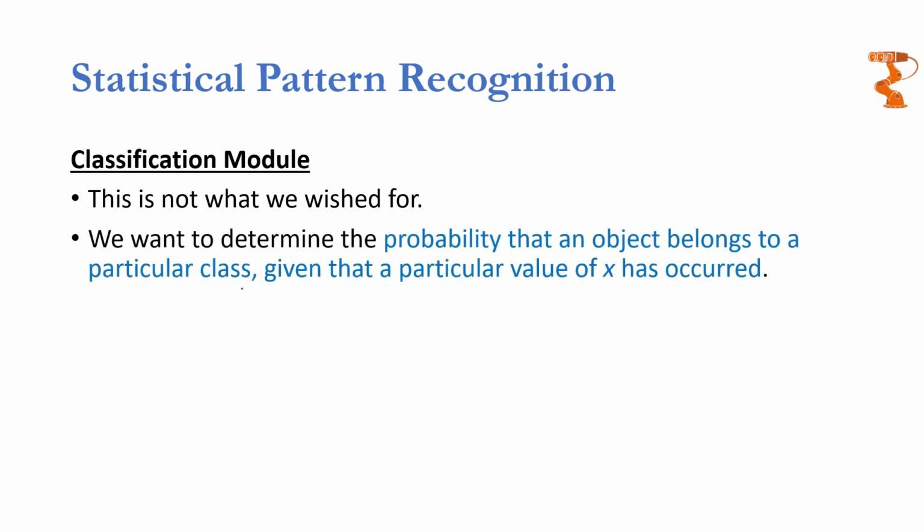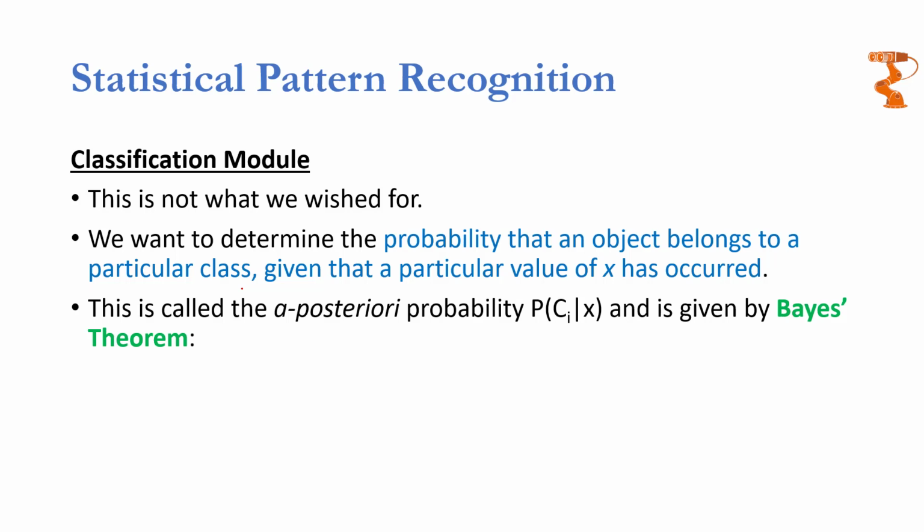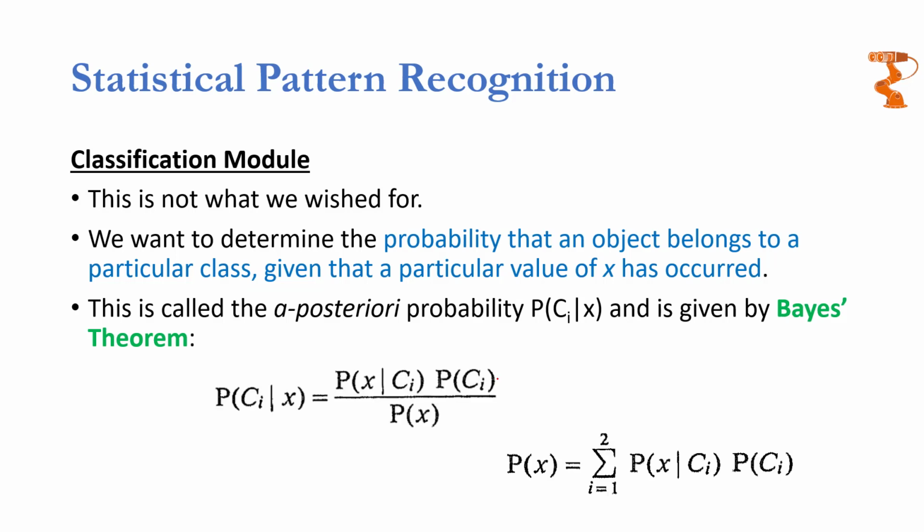We wish for neither the a priori probability nor the conditional probability. What we wish is the probability that an object belongs to a particular class given its circularity value. This probability is technically called a posteriori probability and is given by Bayes' theorem. Bayes' theorem states that the probability that an unknown object belongs to the class of bolts given its circularity value is equal to the conditional probability multiplied with the a priori probability and normalized with a normalizing factor defined as this.